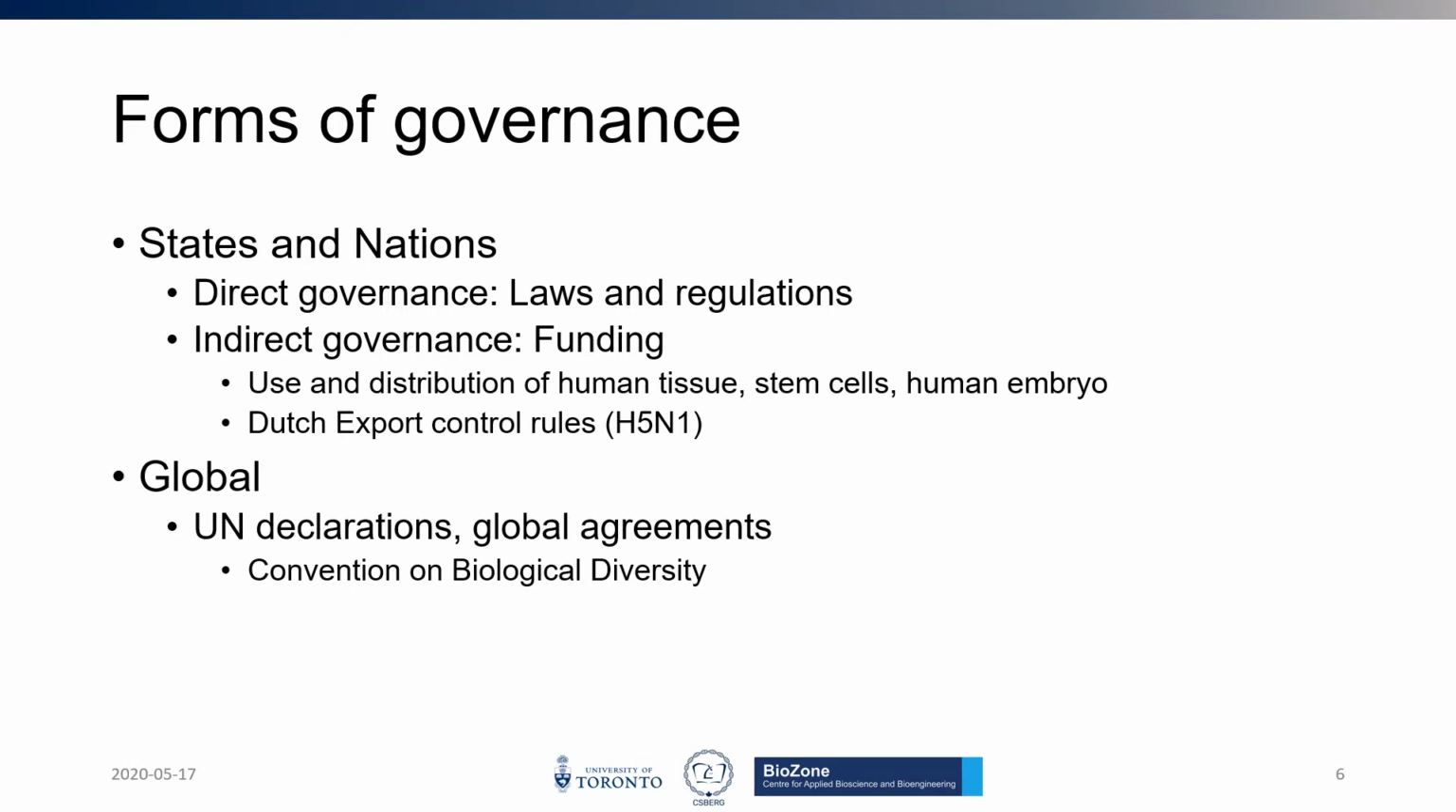So that can be direct governance in terms of laws and regulations, but it can also be at the level of funding, as we discussed earlier, in terms of what research receives governmental funding. The US, for example, with regards to laws and regulations, has rules on the use and distribution of human tissue, stem cells, and human embryos, and what kind of research they consider adequate or ethically within the realms of what that specific nation will allow. There was also an important event in synthetic biology which involved the Dutch government.